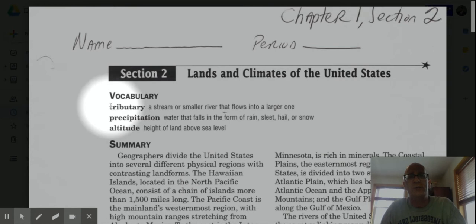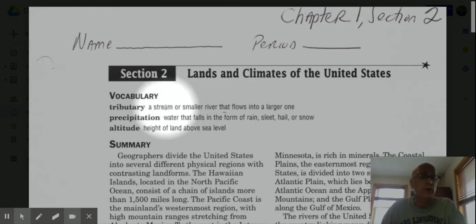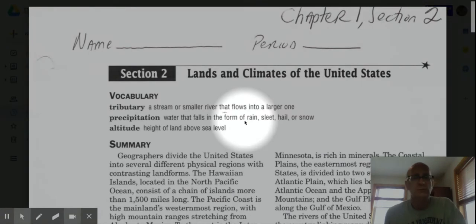First word is tributary. Tributary, which is a stream or smaller river that flows into a larger one. We'll talk about in class some tributaries that surround the Hoosick Falls area. Second word is precipitation. Precipitation is water that falls in the form of rain, sleet, hail, or snow. And the third word on our worksheet today is altitude, which is the height of land above sea level.